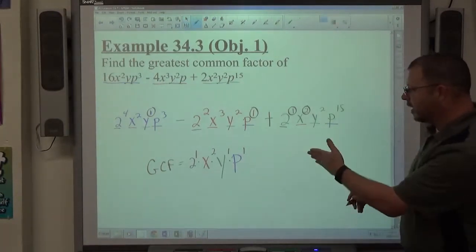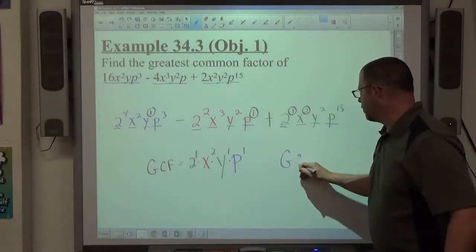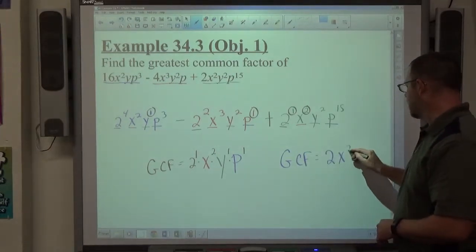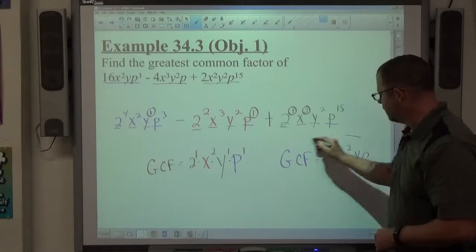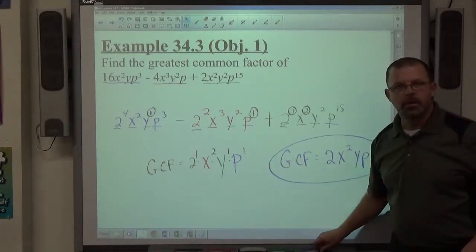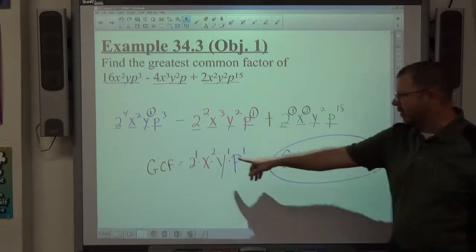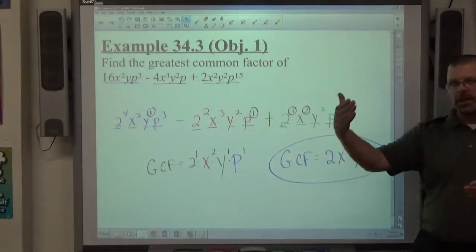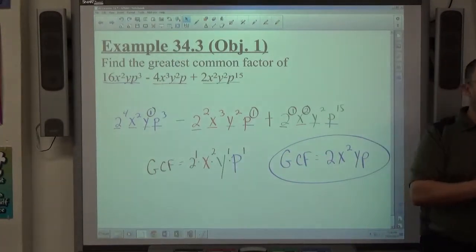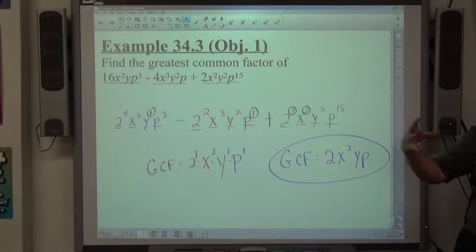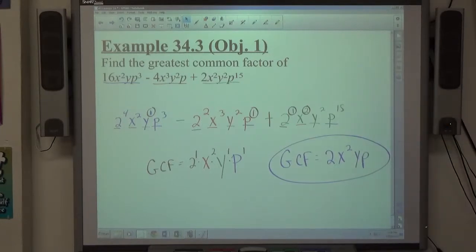So then finally, once you get to that point, all I can do is beautify it up a little bit. GCF equals 2 to the 1st is 2, and then we have x squared yp. For final answers, go ahead and just squish them all together instead of having these dots for multiplication. Numbers times letters are assumed to be multiplied. Letters times letters are also assumed to be multiplied. So just push it all together without the raised dots anymore. It's just a much more elegant way of writing the answer.